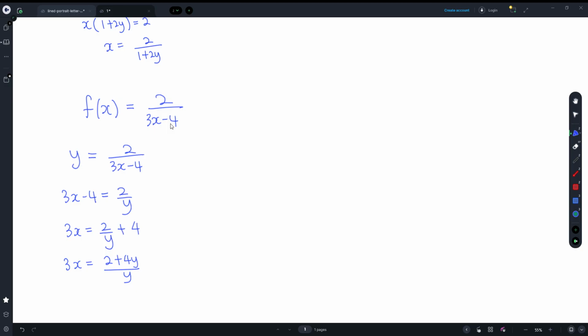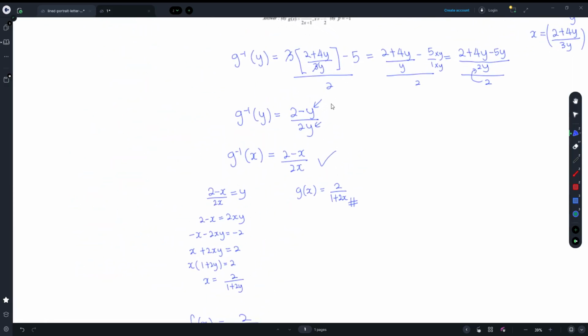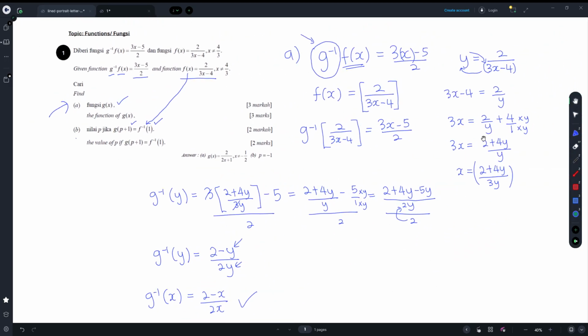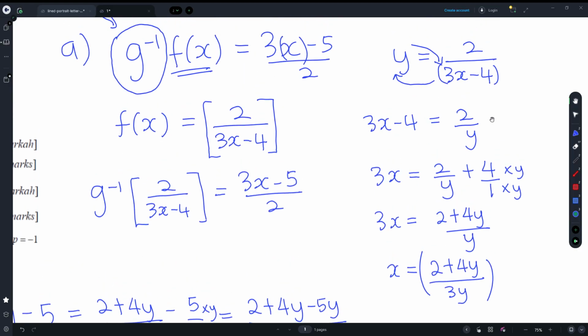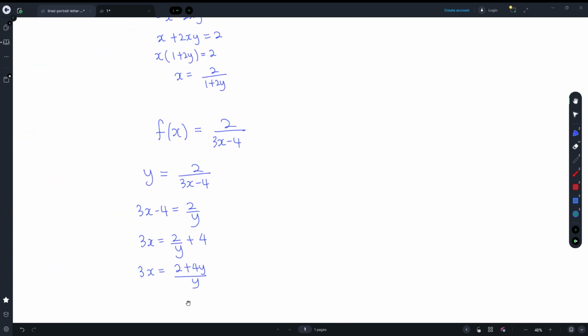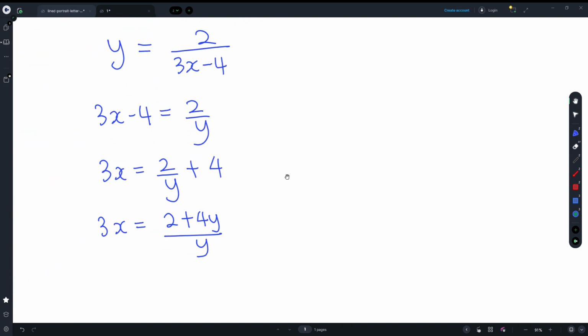These steps are exactly the same as what we did earlier in this particular portion, which is here. Whatever steps I did here in this area are exactly the same. So I'm going to end up getting the same answer, but never mind, I can show you one more time, no problem. So I will end up getting x equivalent to 2 plus 4y over 3y after the 3 here goes down here. Okay, so please take note of that.